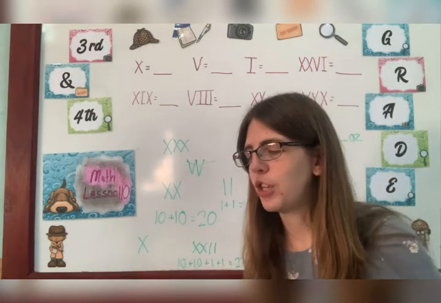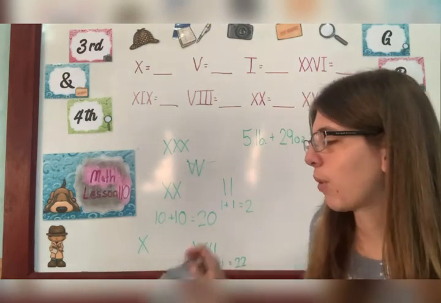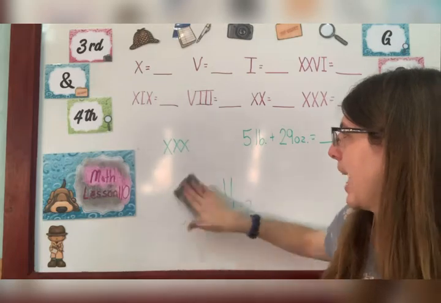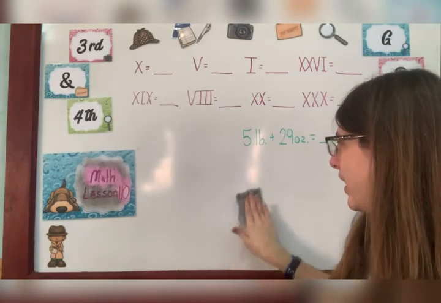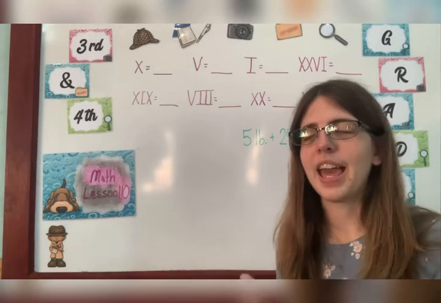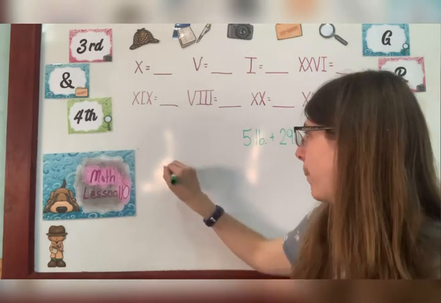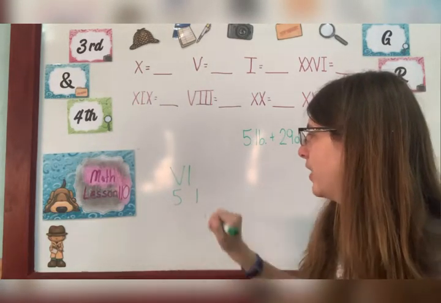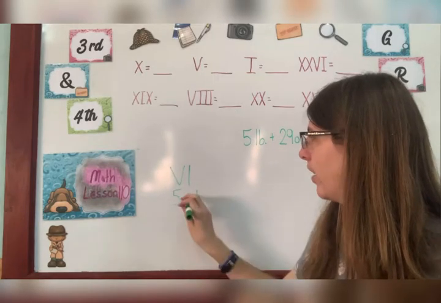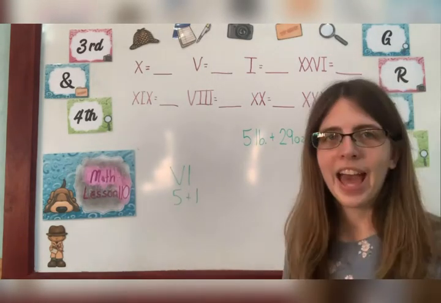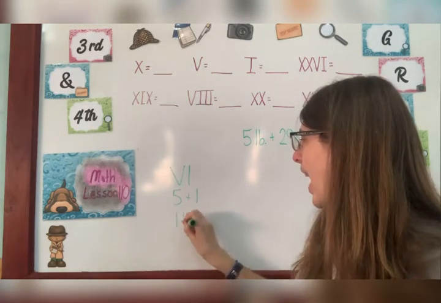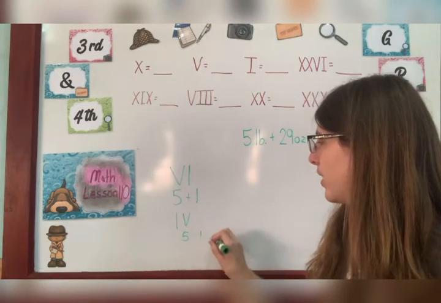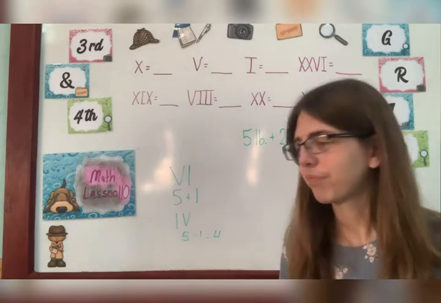All right, let's look at rule number 2. It says add when a lesser numeral follows a greater numeral. So it's saying that when you have a numeral that is smaller, add when that numeral comes after the bigger number. For example, VI. V is 5, I is 1. Since 1 is smaller and it comes after the 5, I add it. Remember, that's opposite from when I have IV, 1 and 5. Here I need to subtract. 5 minus 1 equals 4. Okay?